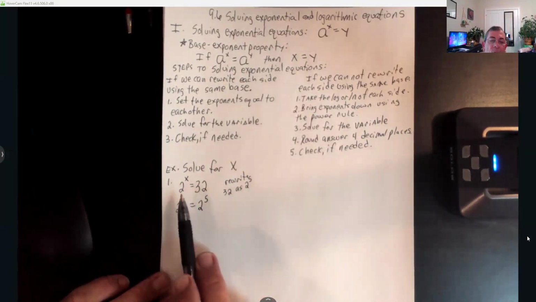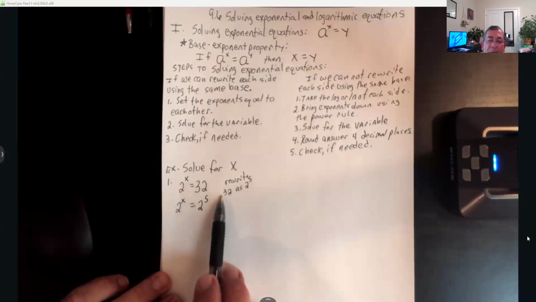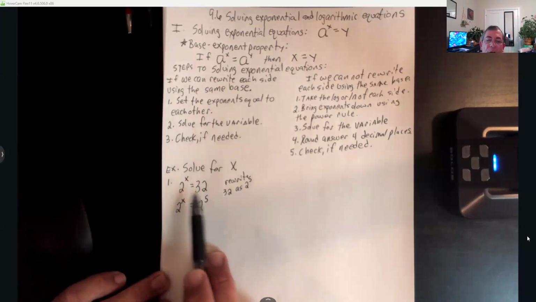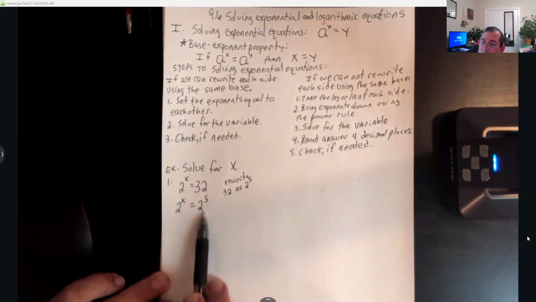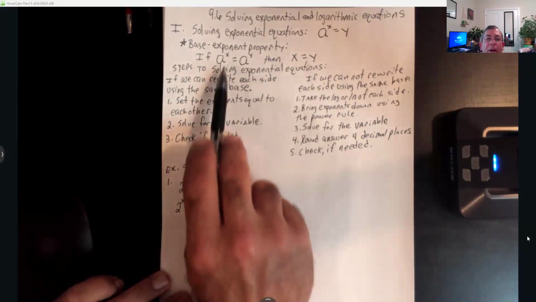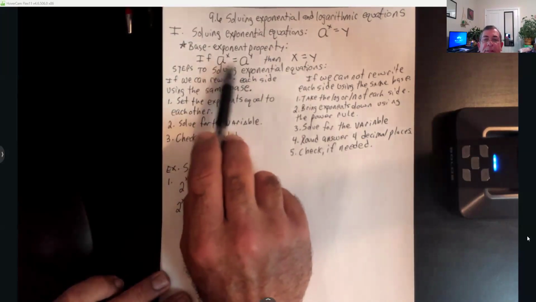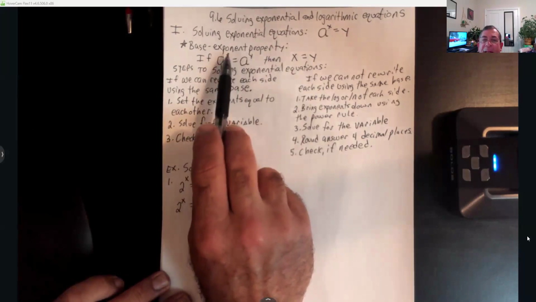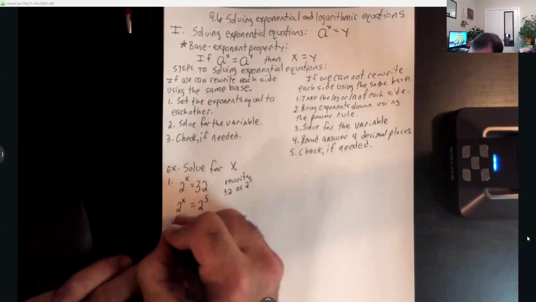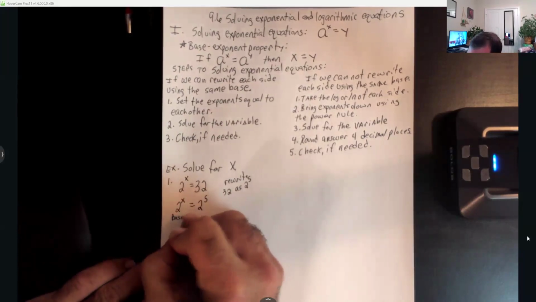Okay? So take the base and multiply. If you can get 32 by multiplying that 2 times itself, then we can rewrite it using the same base. Well, right here we said, if the bases match on each side, that means the exponents are equal to each other. So the bases match.